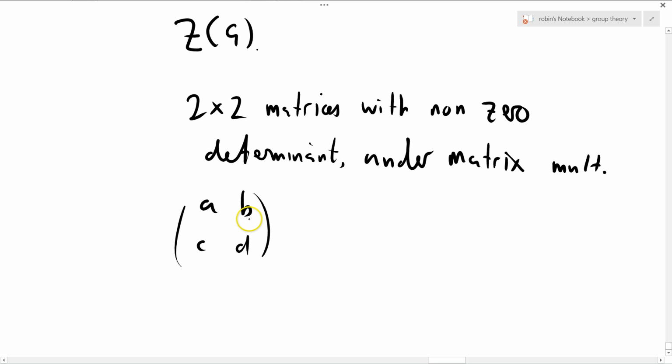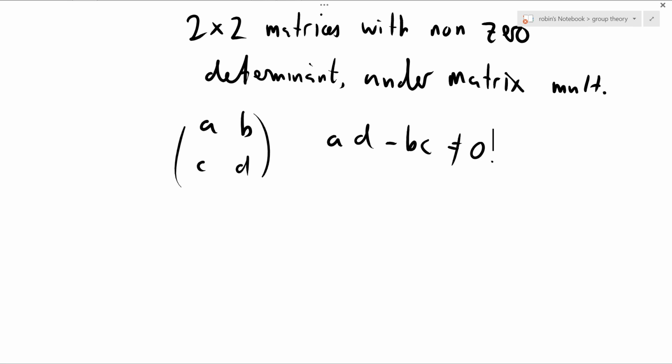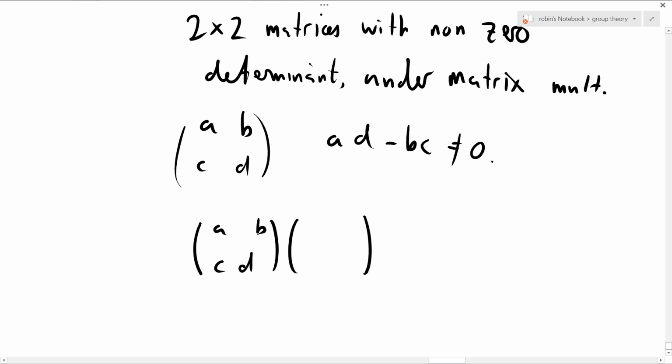All these guys are real numbers here, with AD minus BC, which is the determinant, not equal to 0. And the reason I specified that the determinant is not equal to 0 is that I want these guys to be invertible here. So what's the centre of this group? Well, we'd better make sure that the matrix A, B, C, D commutes past everything. And so what I'm going to do, I'm going to multiply on the right by this very simple matrix here and see what we get.